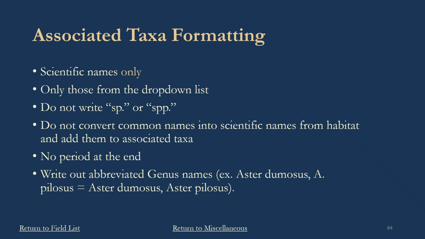Our format for the associated taxa field uses only scientific names that are found in the drop-down list. We don't use abbreviations here or convert common names that were included in the habitat field. We also don't include a period at the end of the list. These guidelines for associated taxa were created because there's a long-term plan to be able to match these taxa to certain taxon IDs, which can then be used to recognize or get data to back up associations. It can also potentially be used for an alternate Symbiota view in which you search a taxon and all the specimens that list it as an associated taxa are then shown.